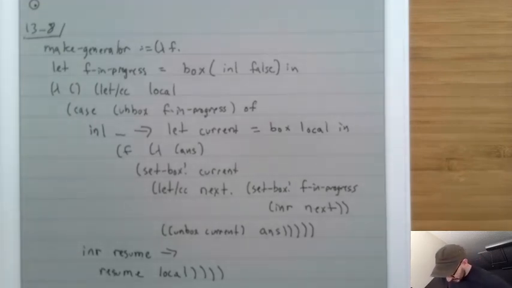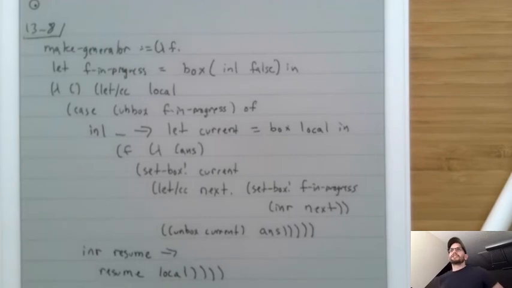So basically, here's an analogy. What make generator does is, right now in the present, you make a wormhole to the future. And then you wait for the future to send you a message, you prepare your answer, and then you send it back through the wormhole.